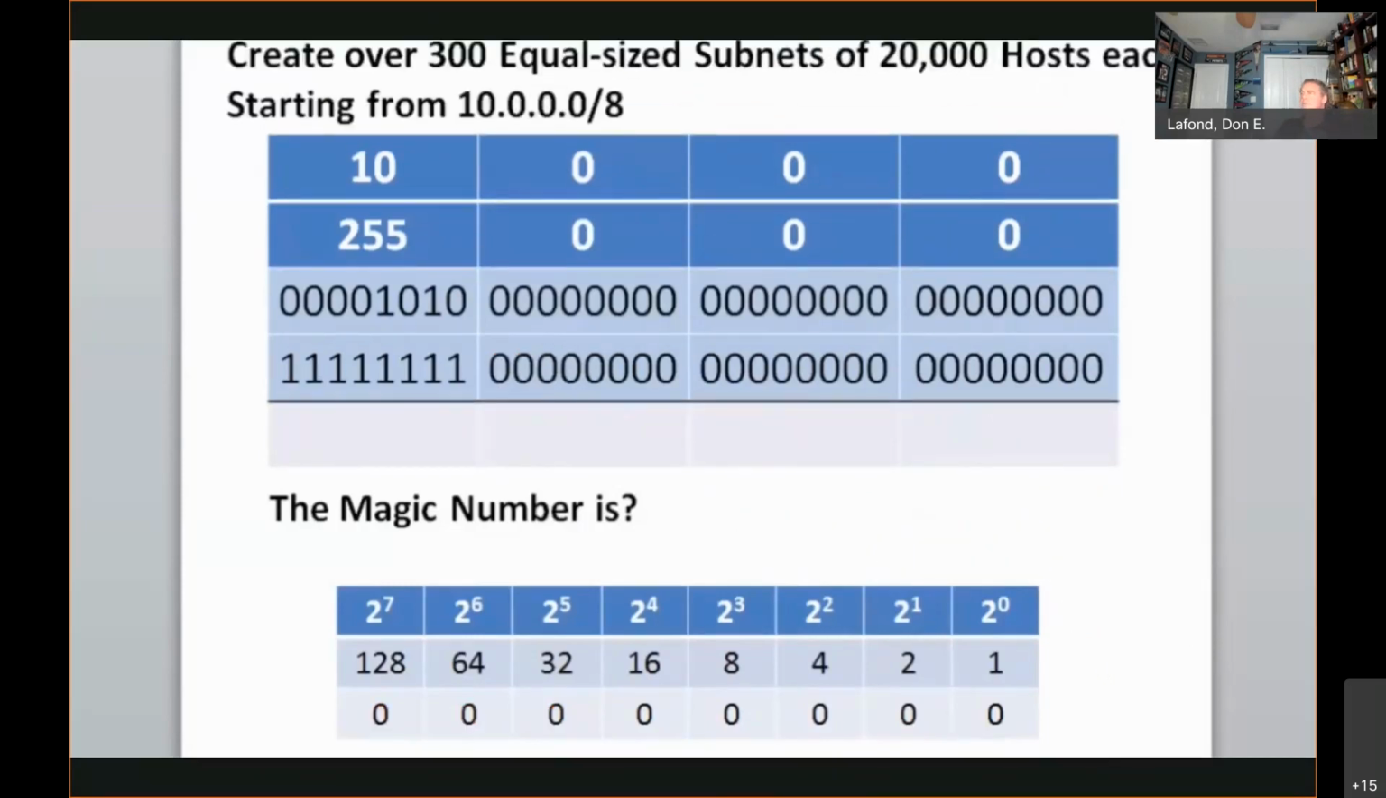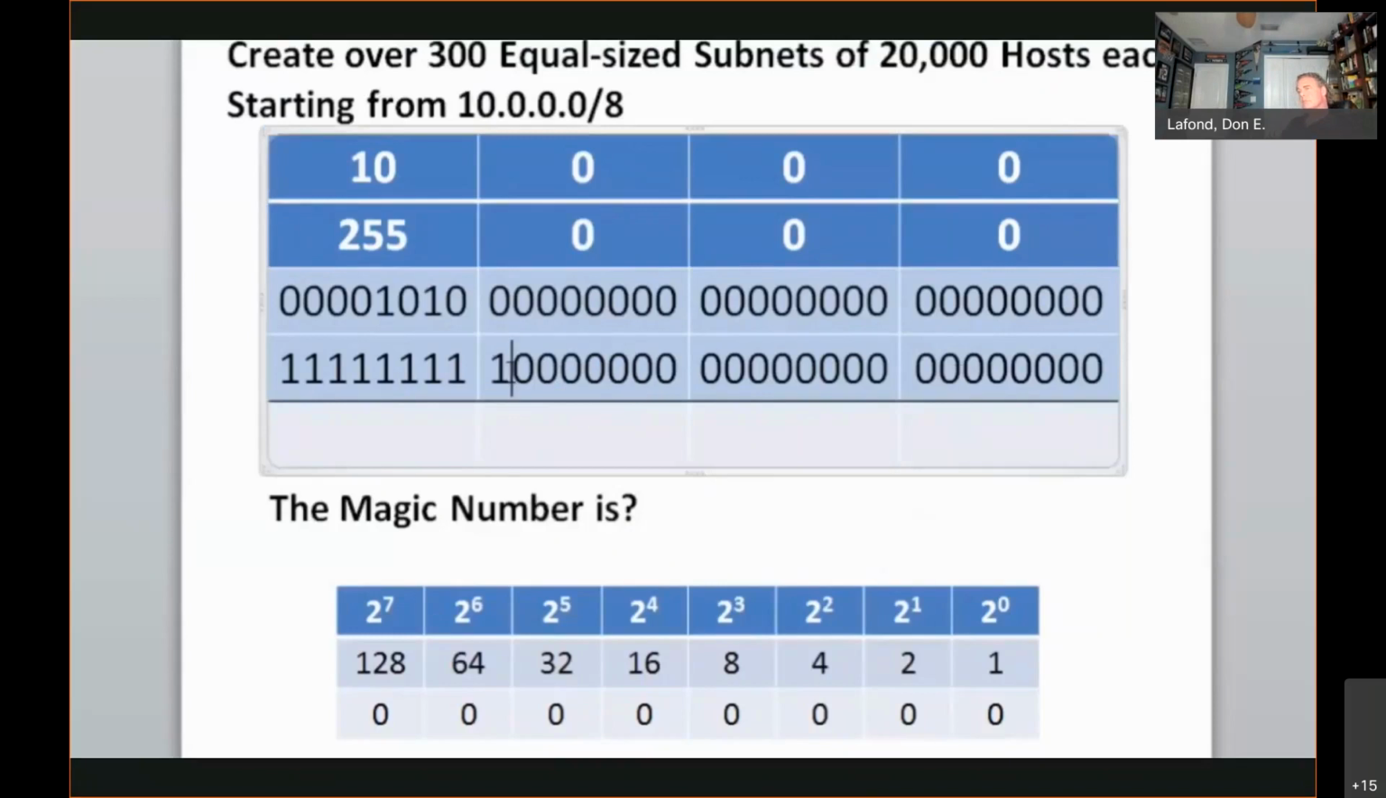In this scenario, we need to create over 300 equal-sized subnets of 20,000 hosts each, starting from the 10.0.0.0/8 network. So we need to create a lot more subnets, and we need a lot of hosts. Looking at this situation, we know that we're going to need to borrow bits from the host portion of our subnet mask. The question is, how many bits will we borrow?